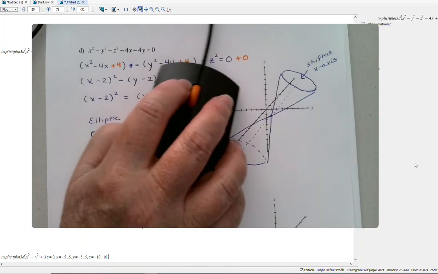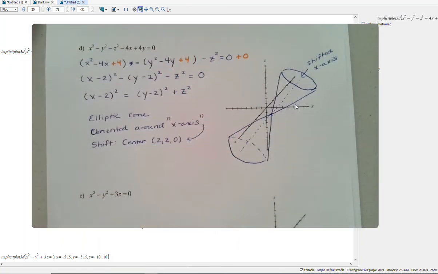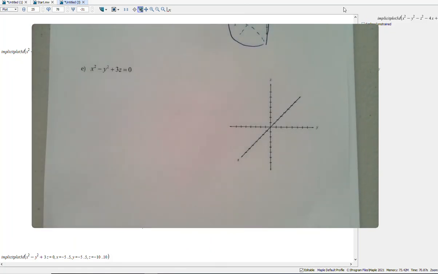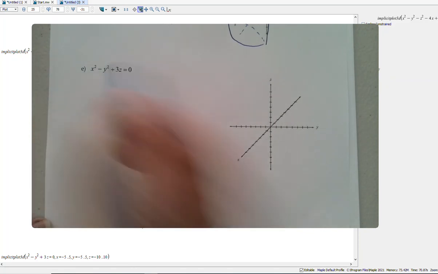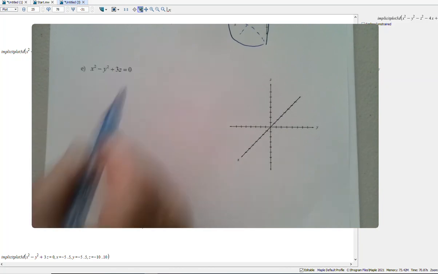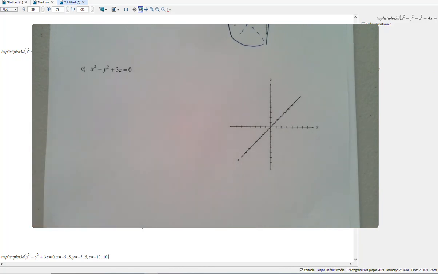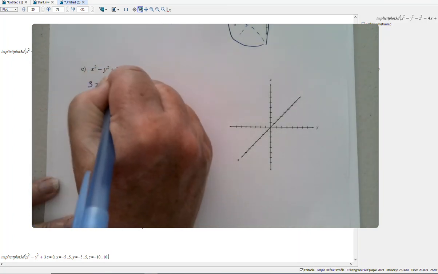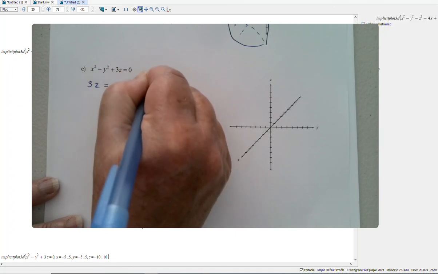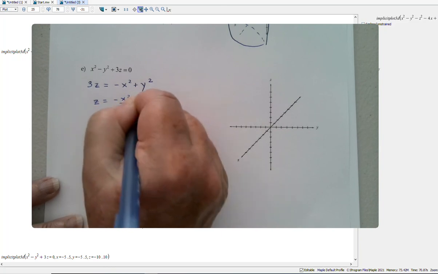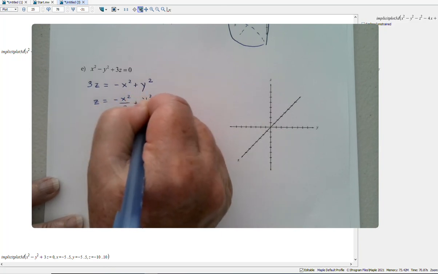All right, we got one more. X squared minus y squared plus 3z equals 0. And we saw before that when one of the variables is not squared, typically if you solve for that variable, it's going to be easiest to find the match. So I'm going to do that. I'm going to say 3z would be minus x squared plus y squared. So z would be minus x squared over 3 plus y squared over 3.